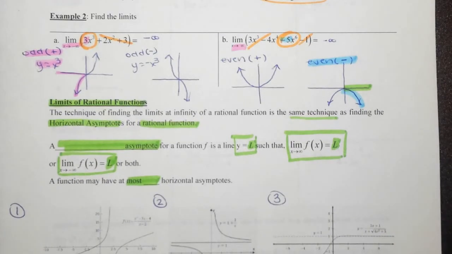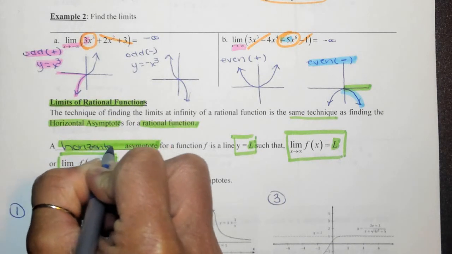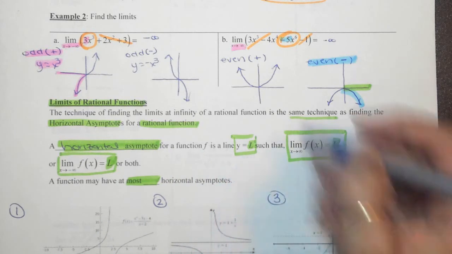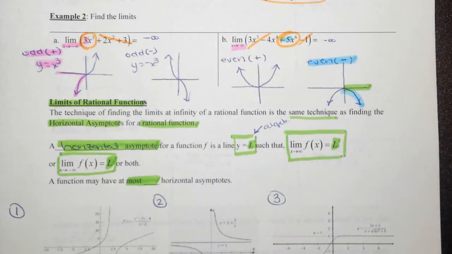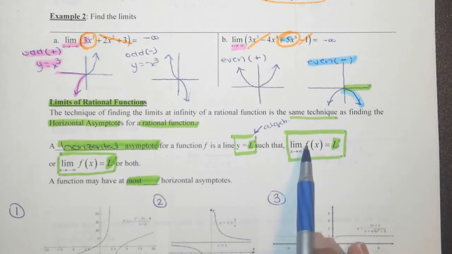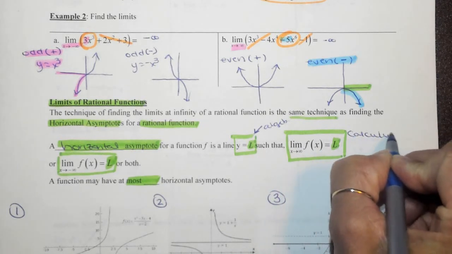Limits of rational functions. So in this case, the technique that we use is the same technique as finding horizontal asymptotes for a rational function. So a horizontal asymptote for a function f is a line where y is equal to L, meaning this right here is what we did algebraically when we were in pre-calc, okay, or even algebra 2. So if we're asking what is the limit as x is approaching positive infinity of f of x, it's equal to L. This is the calculus way to do it.